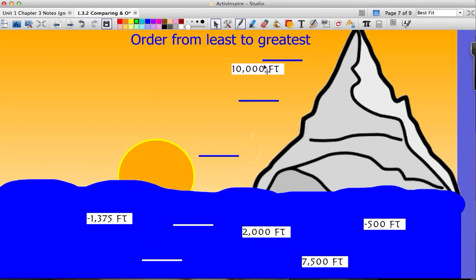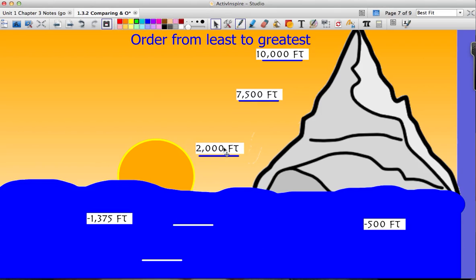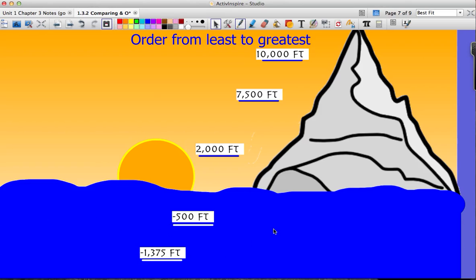All right, so you should have found that the highest point would have been 10,000 feet. And the next highest point was 7,500 feet. And then you have 200 feet. And then now, because we're below sea level, we have negative 500 feet and negative 1,375 feet. This does take some practice, but once you get used to it, it's just as simple as when you're ordering and comparing positive numbers.